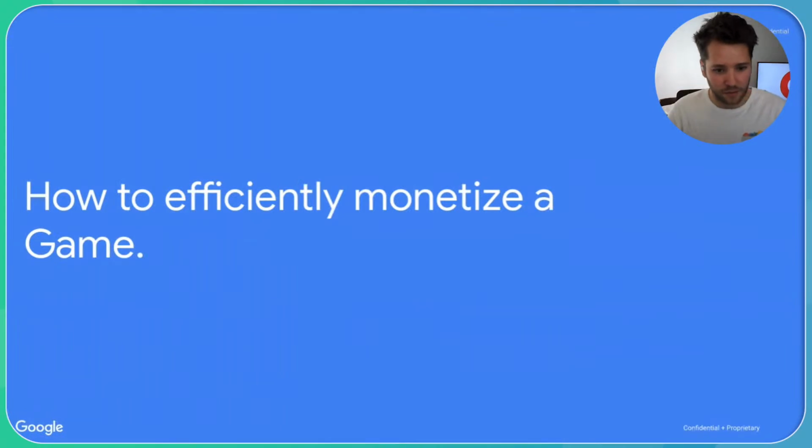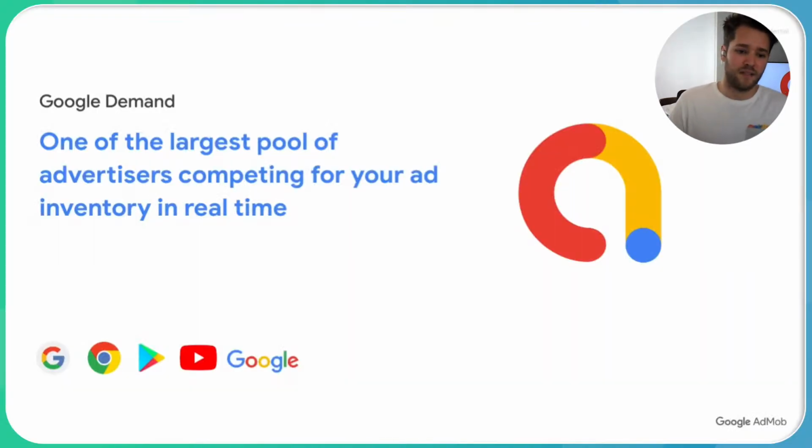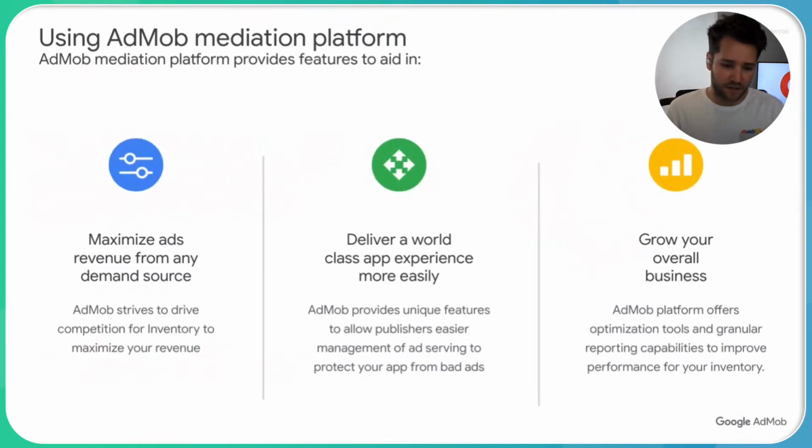So let's start first with how to efficiently monetize a game with AdMob. AdMob, as I said, is connecting the Google demand to your game, so you earn revenue. But it's not only limited to this. To make it very simple, it can connect to different demand sources, different networks, such as the one of Facebook, Vungle, AppLovin, or multiple networks.